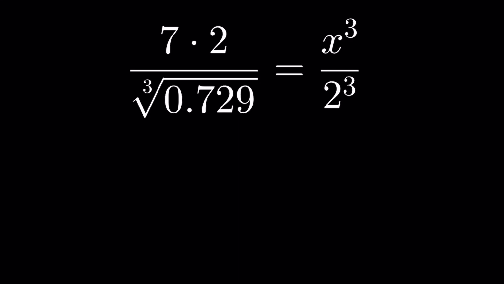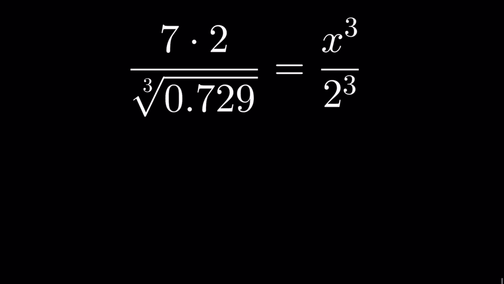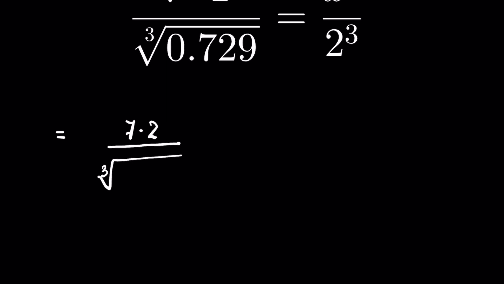7.2 upon cube root of 0.729 is equal to x raised to the power 3 upon 2 raised to the power 3. We have to find the value of x. So let's try. 7.2 upon 0.729, we have to remove the decimal first.